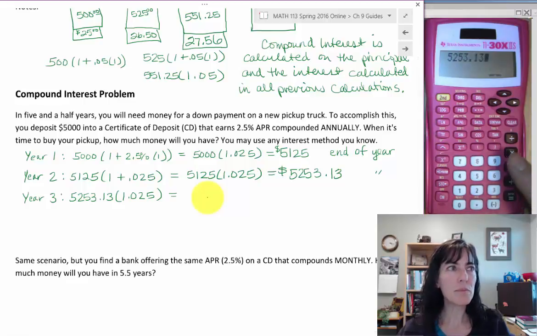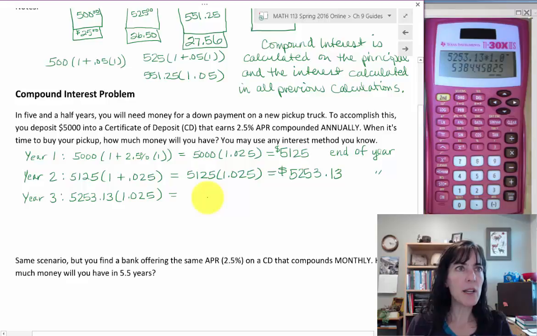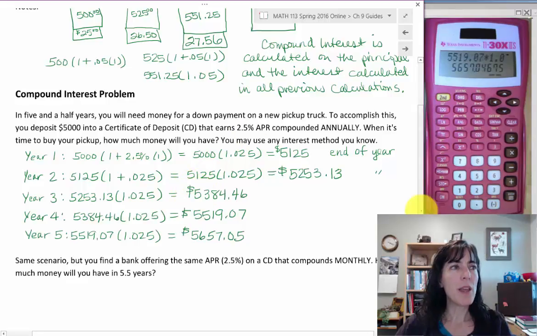5253.13 times 1.025 equals, and I get the end of the year balance for year 3. And so by the end of year 5, following my same pattern there, I have $5,657.05. And that is my compounding.